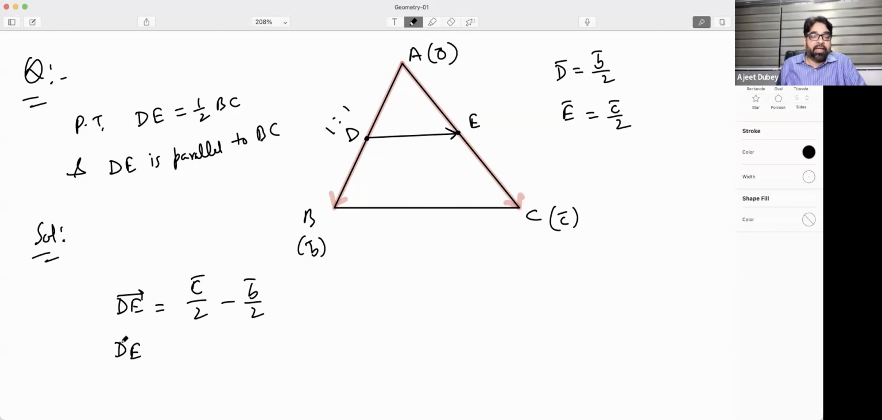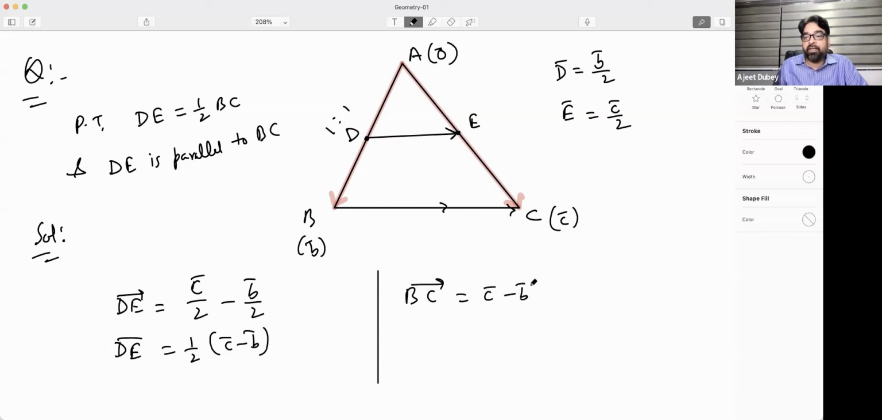So DE vector, can I write half (C minus B)? And BC vector, how much? BC vector is also a non-position vector, so it is C vector minus B vector. Now, what are you looking at? This BC vector is this. DE vector is this. So can I write that BC vector is nothing but 2 times the DE vector?